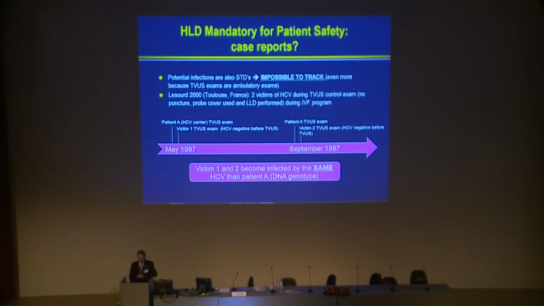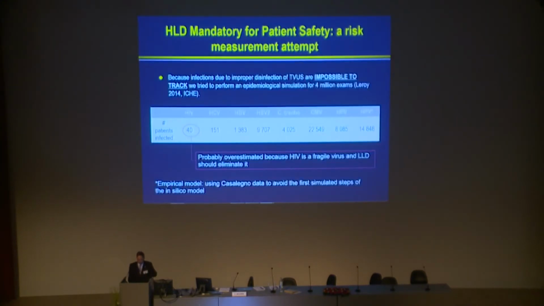So patient A had a transvaginal ultrasound in May and again in September. In both cases, there were patients who followed that patient. Again, the transvaginal ultrasounds used low-level disinfectant and had probe covers. Both of these subsequent patients were HCV negative. Both became HCV positive. And by molecular sequence analysis, genotyping, they had the same HCV type as patient A. This is one of just several case reports and small outbreaks in the literature. So I'm sure this is the tip of the iceberg, and it's due to how difficult it is to ascertain these infections.